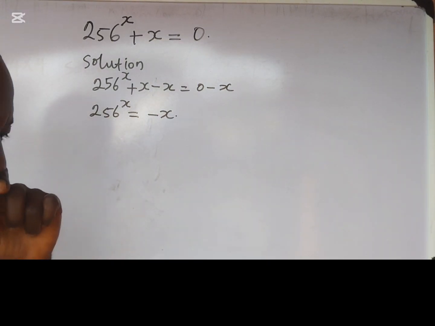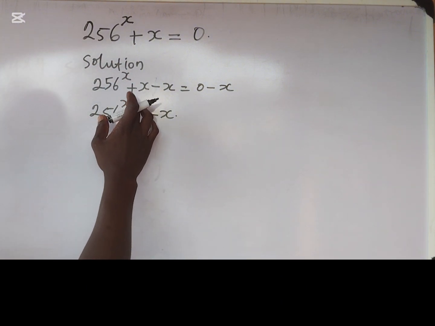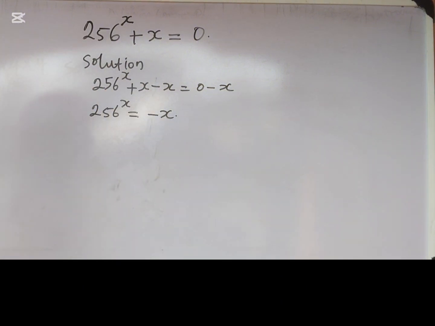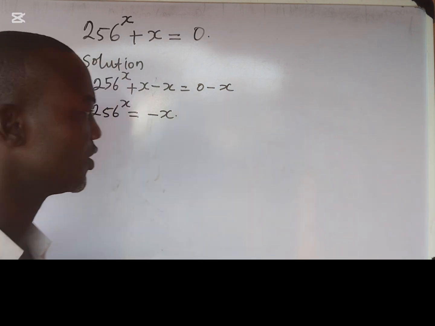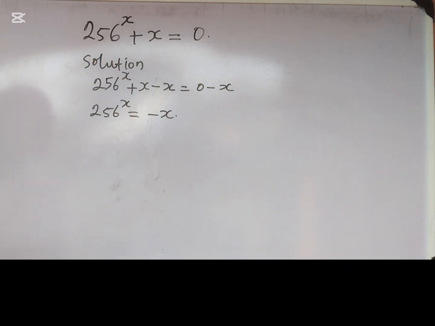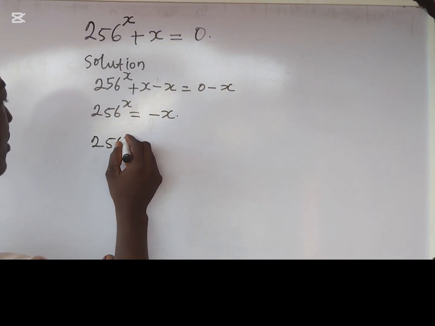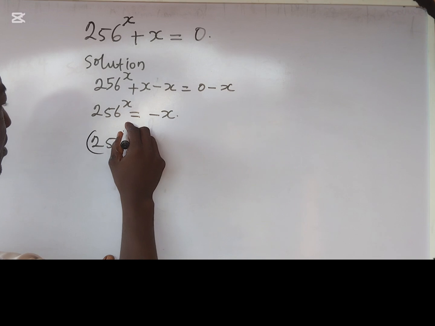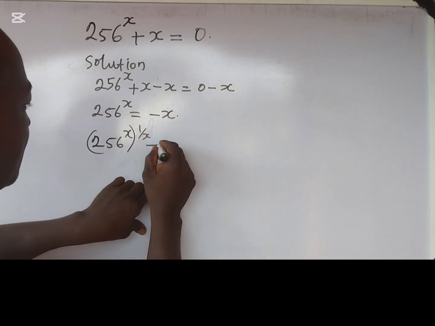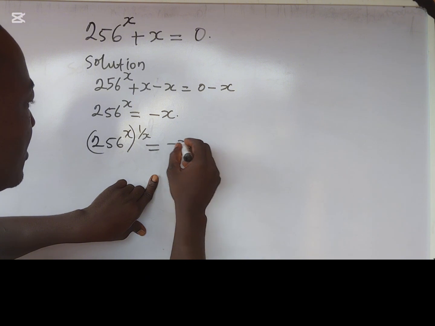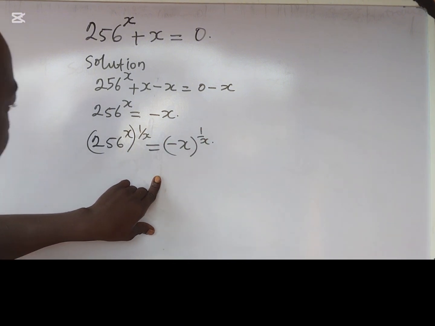But we'll get to this point. Another task we'll saddle ourselves with is trying to eliminate this x here. And the only way we can do it is to raise both sides of the equation to the power of 1 over x. So if we raise both sides to the power of 1 over x, we're going to get 256 raised to the power of x, all raised to the power of 1 over x. This becomes equal to minus x raised to the power of 1 over x.